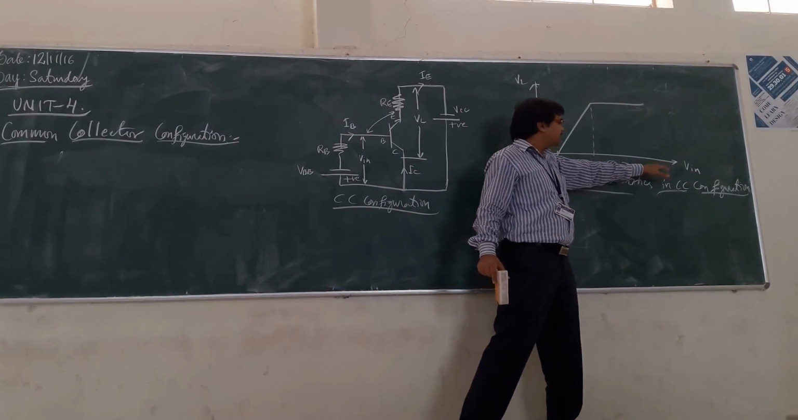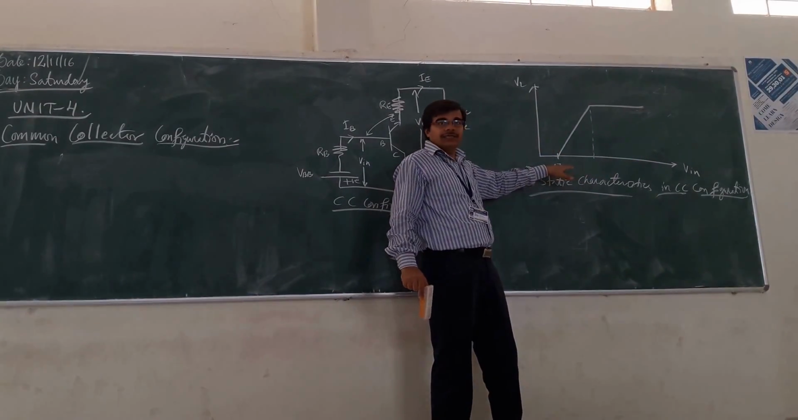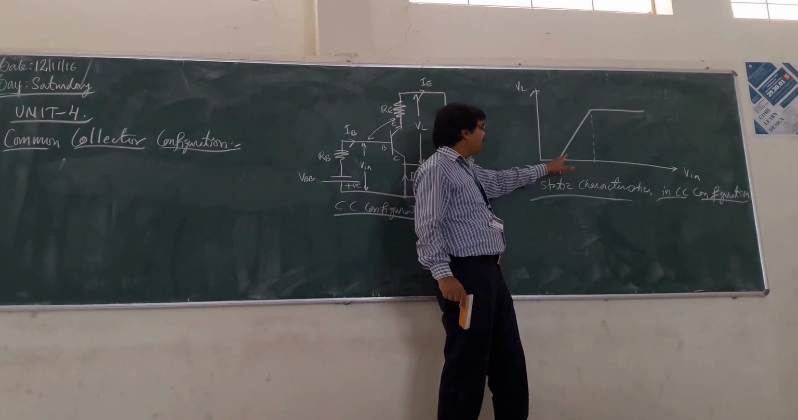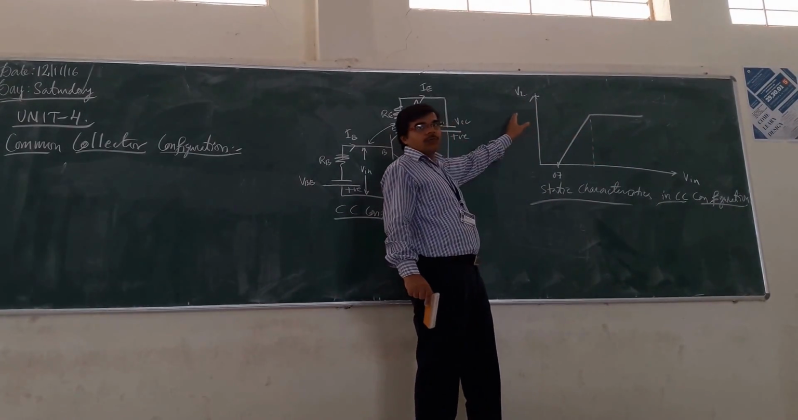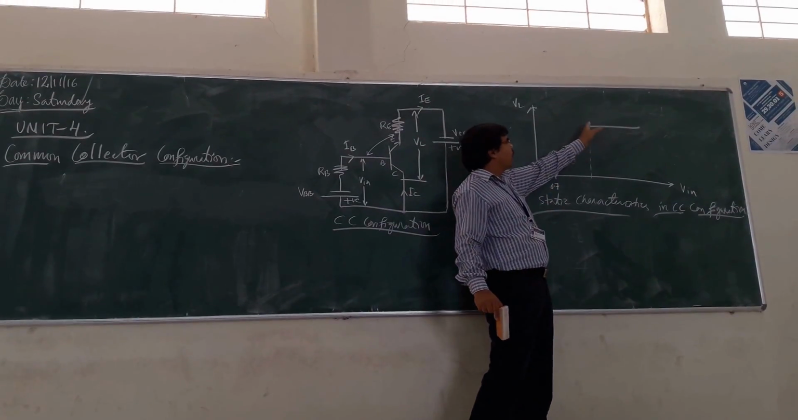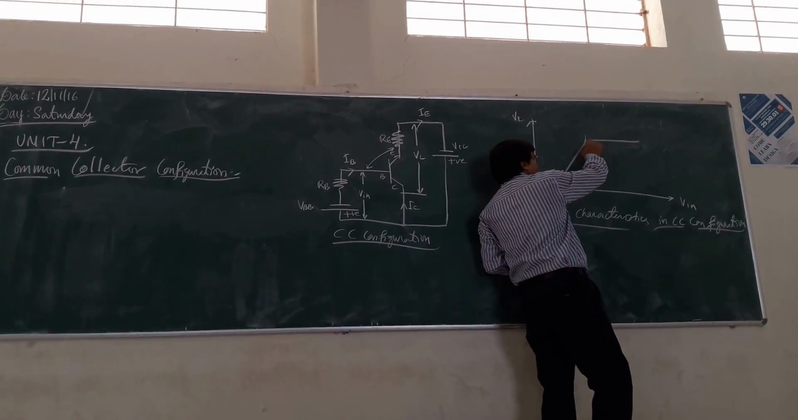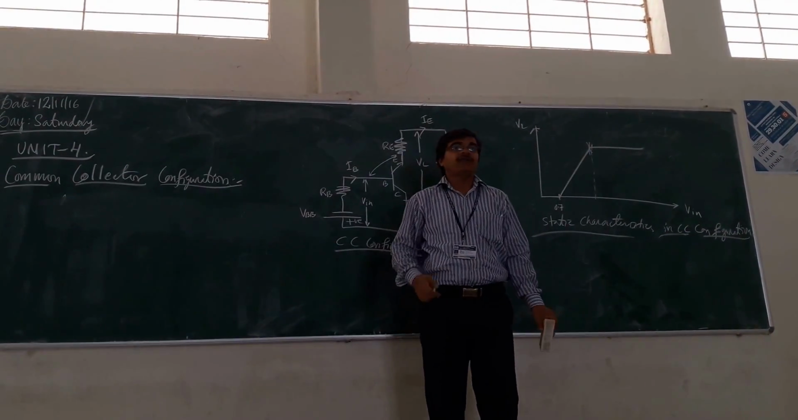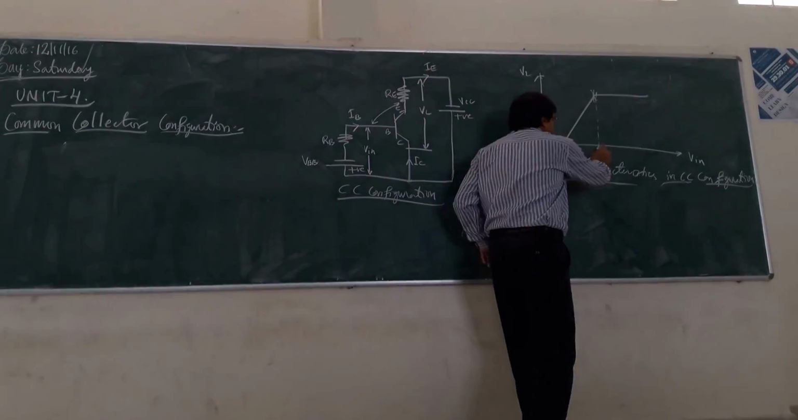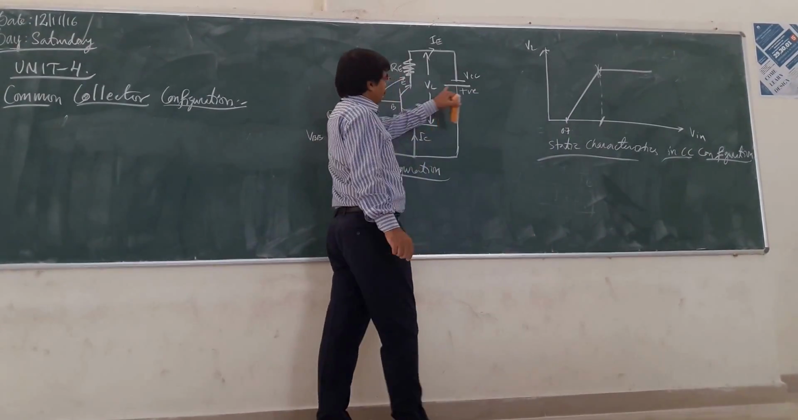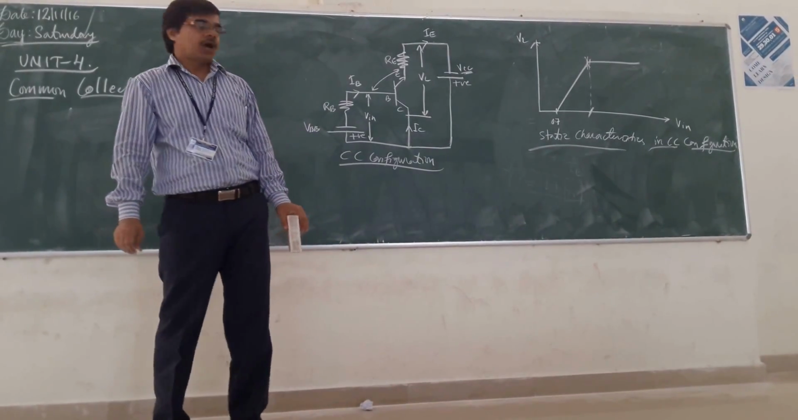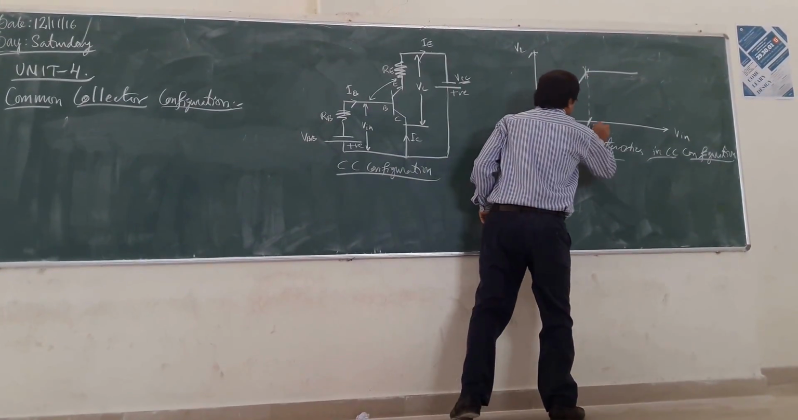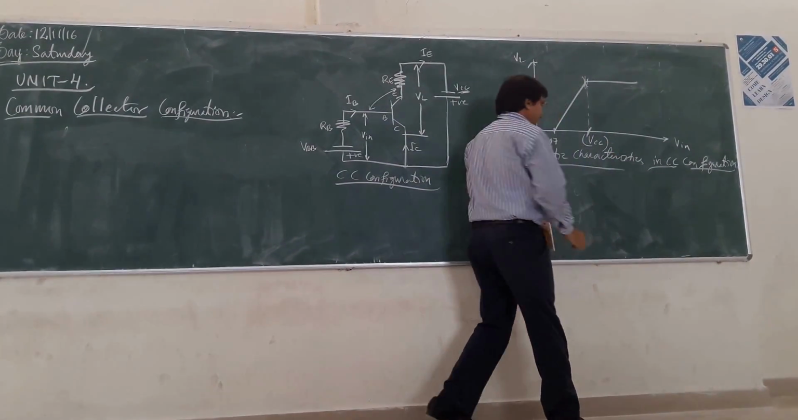If your input voltage is greater than 0.7 volts, then you will have the linear growth between your input and output, and this will continue up to a certain limit. And what is that limit? That limit will be whatever VCC we are giving. So this is your VCC.